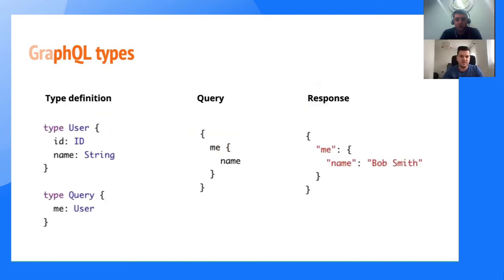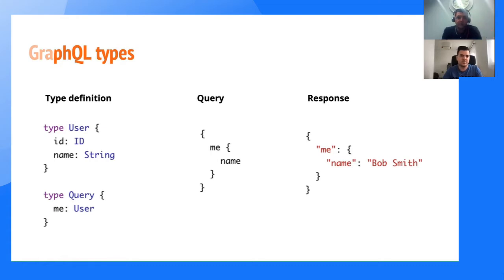Here is a really, really simple example of this. So we have a type definition. We have a user type, which has 2 fields, ID and name. Name has a type of string, and ID has a special, built-in type called ID. And then we also have the query defined, which is called me. In this case, it basically means that it is going to return the logged in user. And then the query is really, really simple.